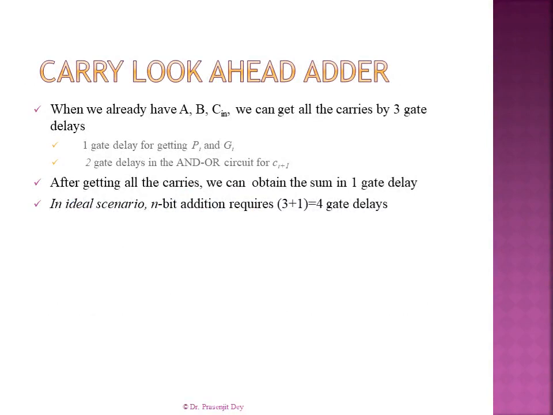Now in the carry look ahead adder, when we already have the inputs A and B as well as the initial carry C in, we can get all the carries in 3 gate delays: 1 gate delay for getting the values of Pi and Gi, and 2 gate delays in the AND-OR circuit for computing Ci plus 1. After getting all the carries, we can obtain the sum in 1 gate delay, and that is why in the ideal scenario n-bit addition requires only 4 gate delays.